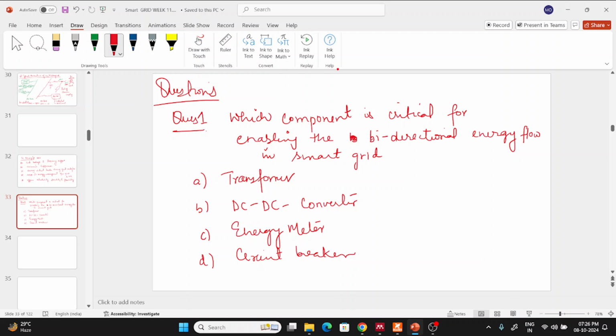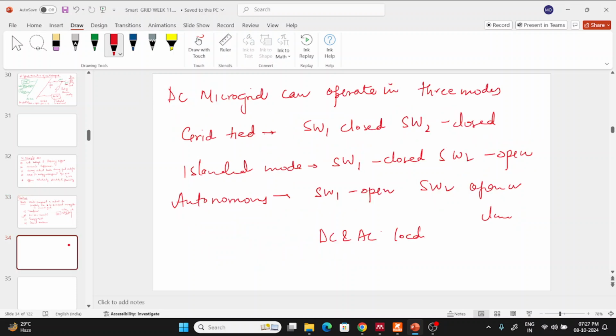Yes, B is the correct answer. Because I have shown you multiple times, whenever any battery is connected to the DC bus, it is connected through bidirectional converters. Okay, so B is the correct answer.